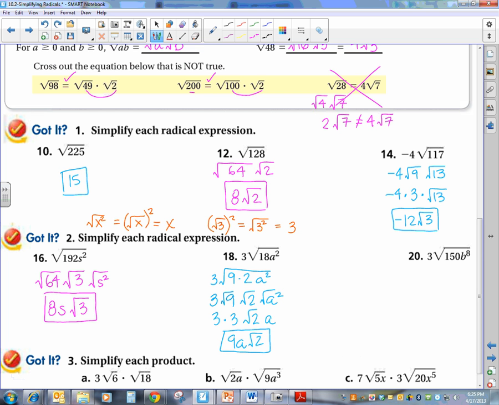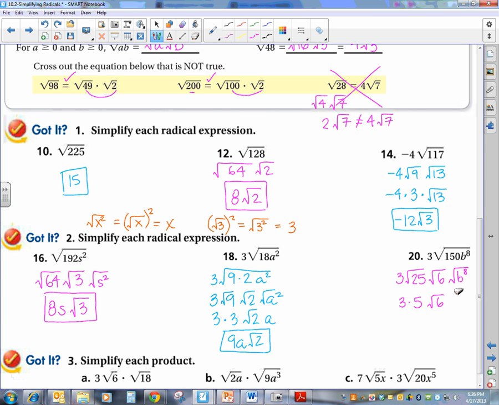Okay, looking at the next one, we have 3 square roots of 150 b to the 8th. All right, so we have 3, and we have to figure out how to break up 150. As you go through the list, you should find out that 150 turns out to be 25 times 6. And then we have b to the 8th. So we carry down our 3 times the square root of 25, which is 5. The square root of 6 is not a perfect whole number.